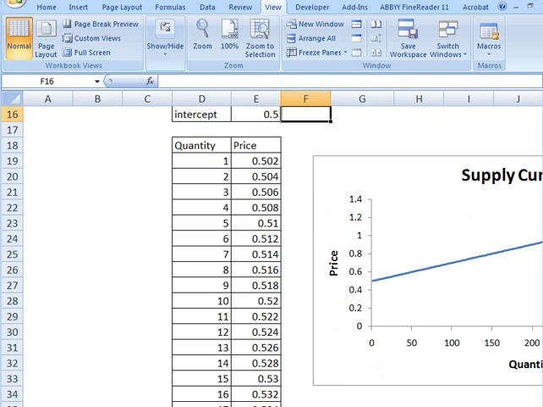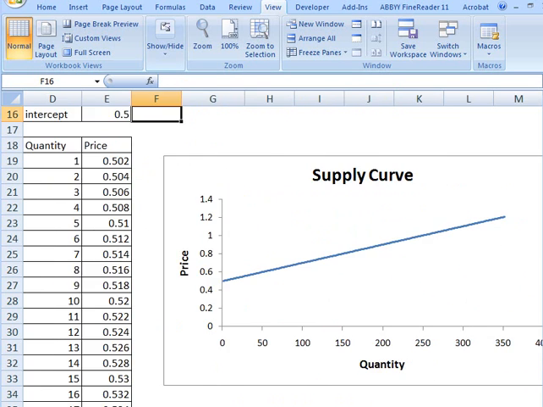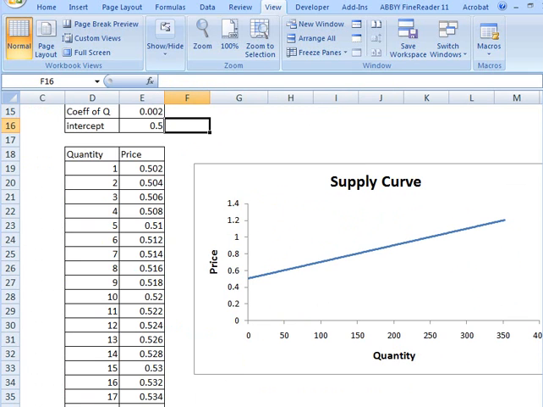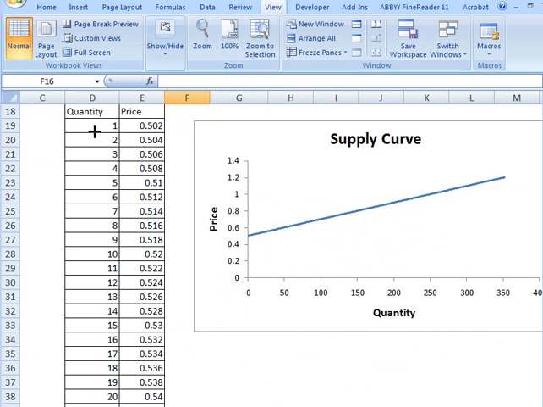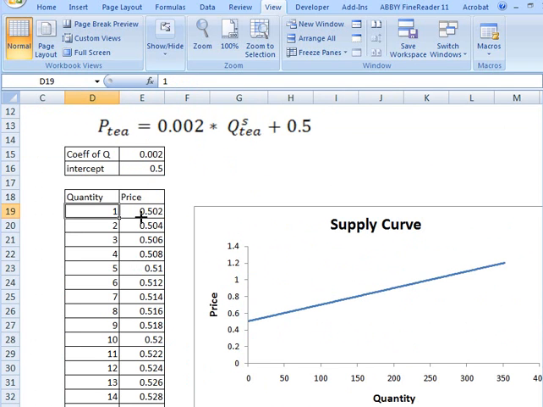Now if you see, we are changing, we want to know how much quantity we are supplying, what is the price at different quantity levels. So here we want to know when the quantity is 1, what is the price. So when the quantity is 1, we are saying 0.002 into D19, or quantity 1. So 0.002 is E15 into D19, which is 1, plus 0.5, which is over here. So we have the equation we have got.